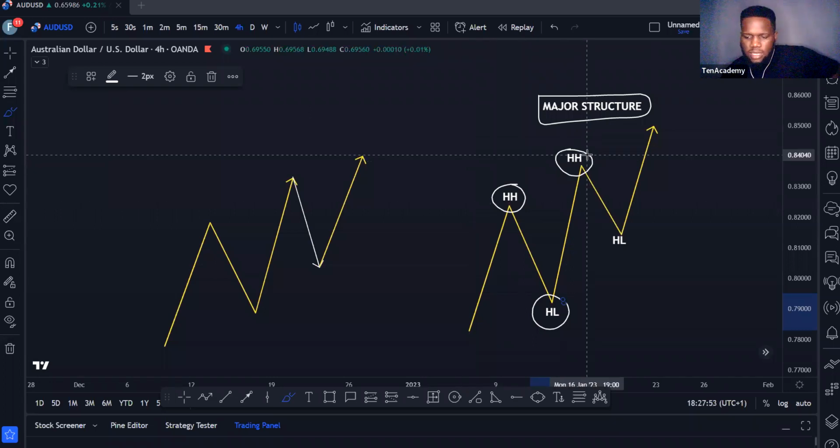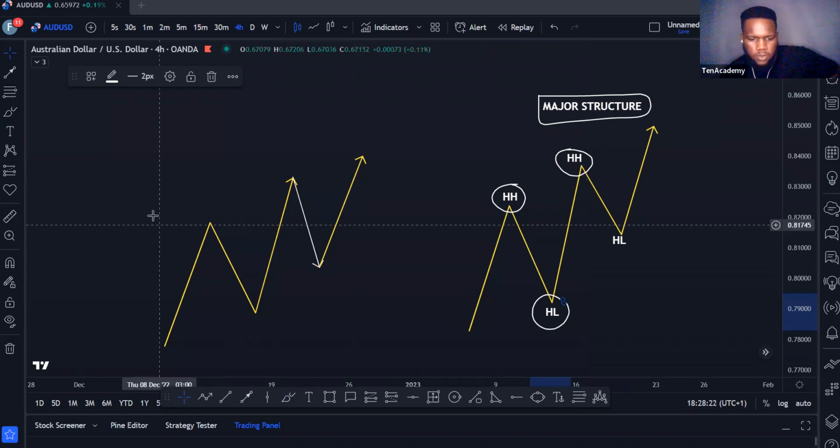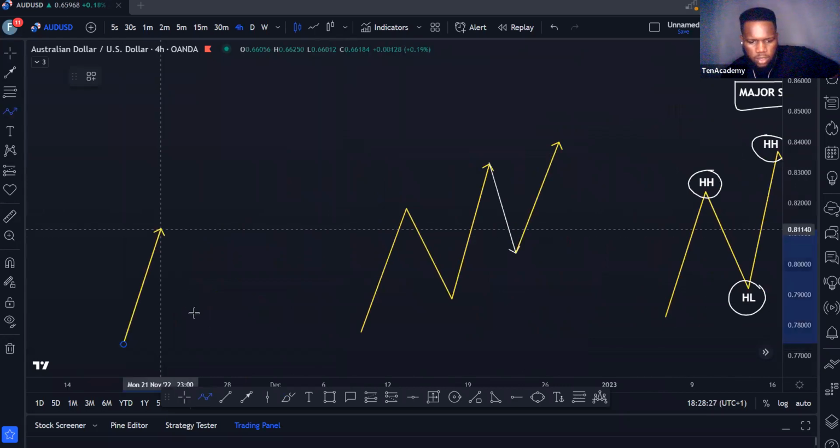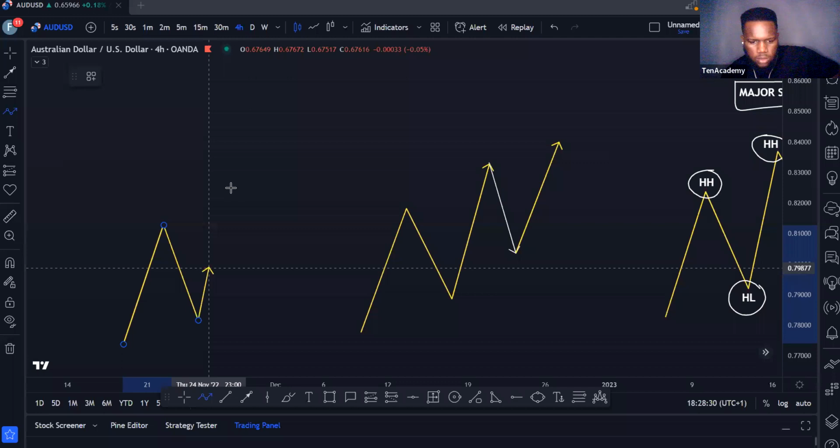And another thing that validates the creation of major structure is what we call break of structure. Now, for a major structure to be created, price needs to break structure. There has to be a break of structure. So what do we mean when we talk about break of structure? All right, so let's do another example here. We've established how it works, so something like this.